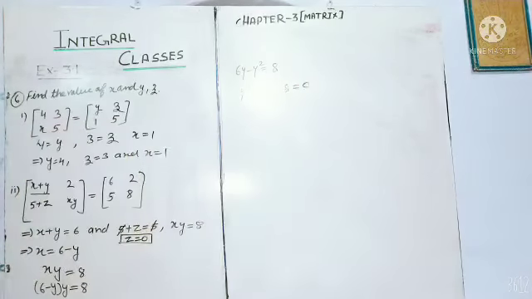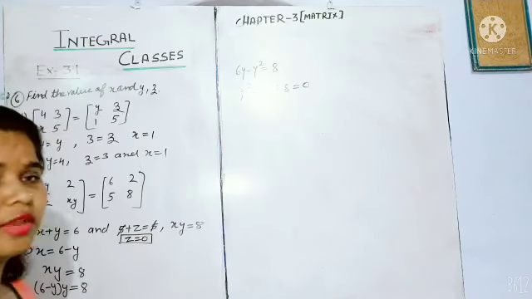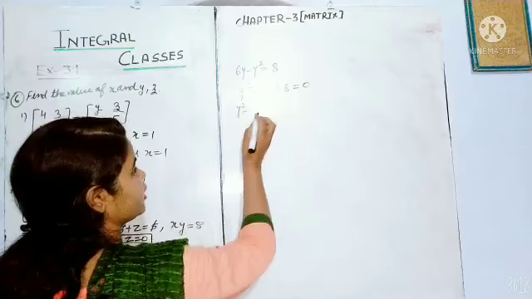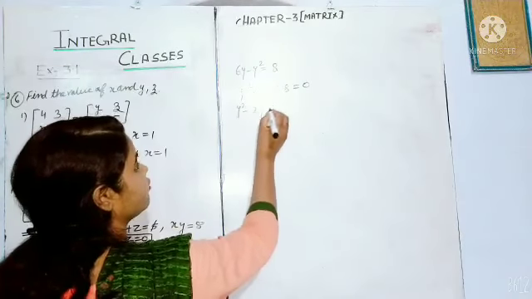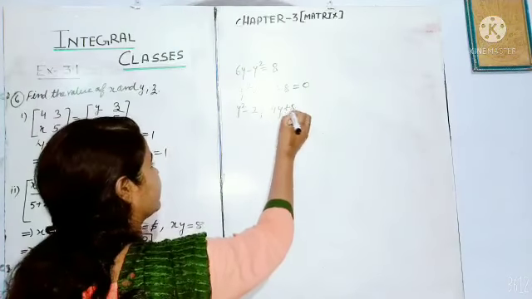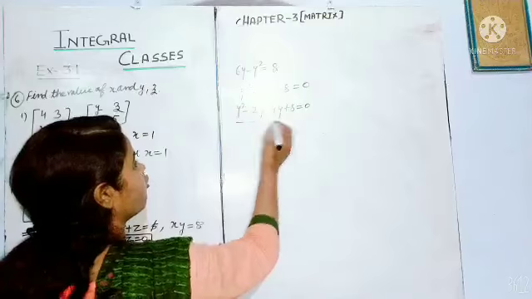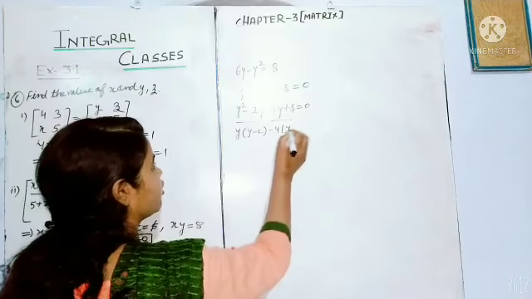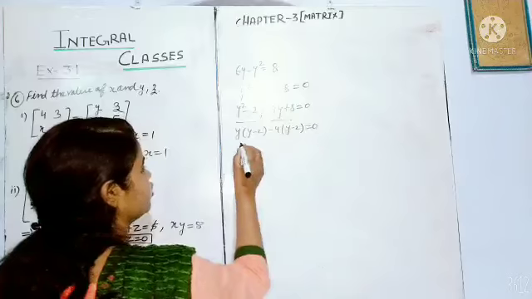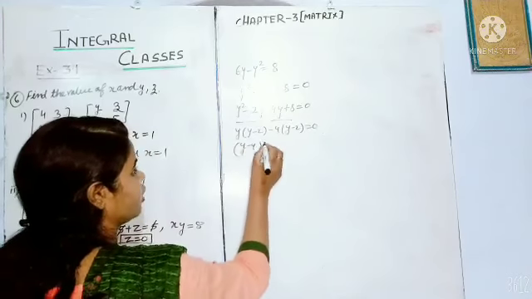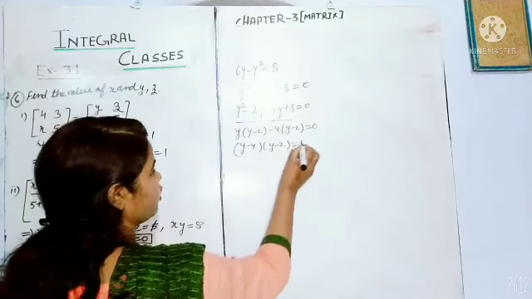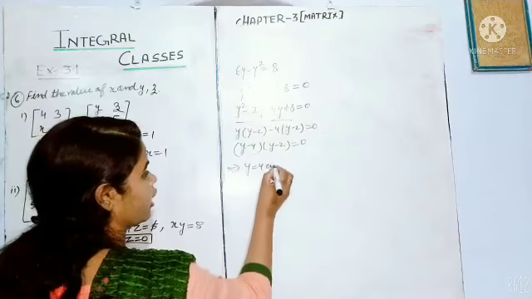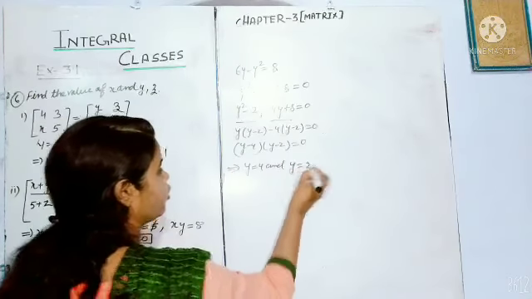Now it becomes a quadratic equation. It means it has two roots, two values of y. By the middle term splitting method, we will factor and get the value of y. y square minus 2y minus 4y plus 8 equal to 0. Therefore, (y minus 4)(y minus 2) equal to 0. So students, we get y equal to 4 and y equal to 2.